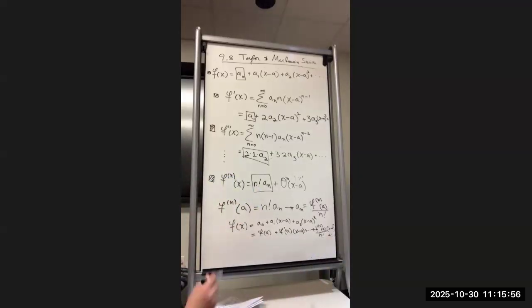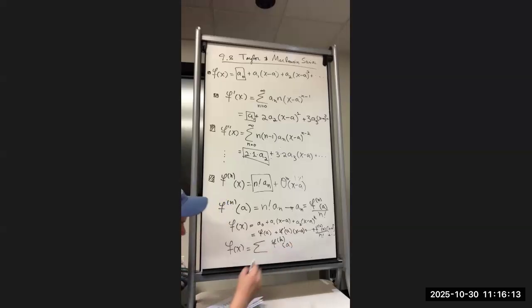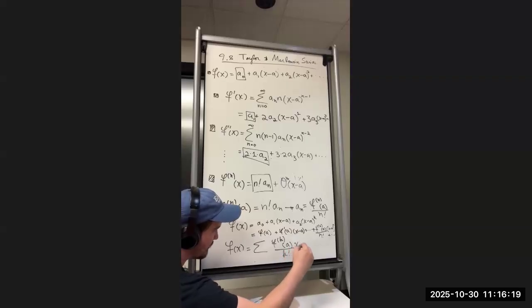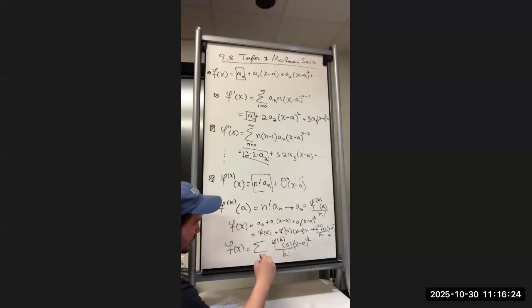So if I put it very succinctly, I say my function is equal to the sum of f, here I'll put a k, the kth derivative of our function evaluated at a over k factorial times x minus a to the k, where k starts at 0 and goes to infinity.